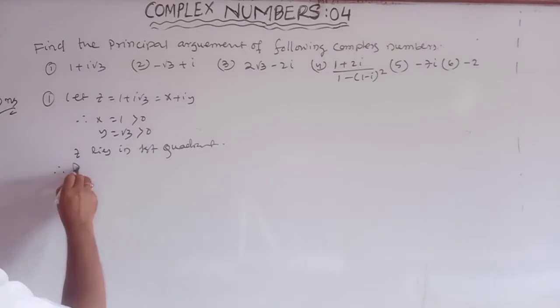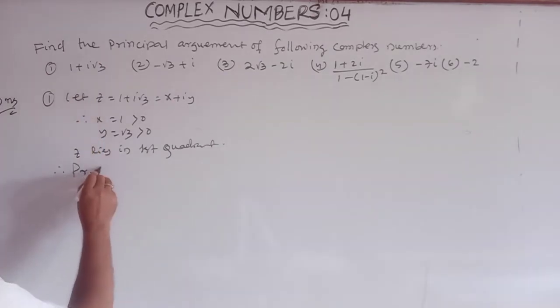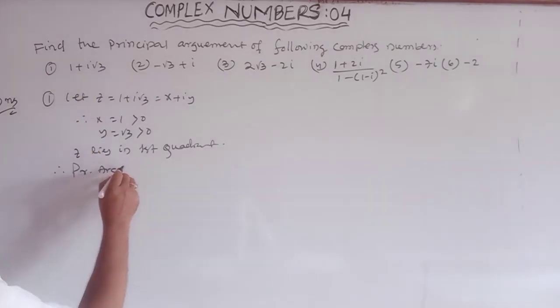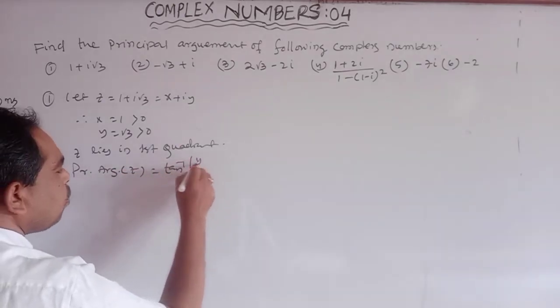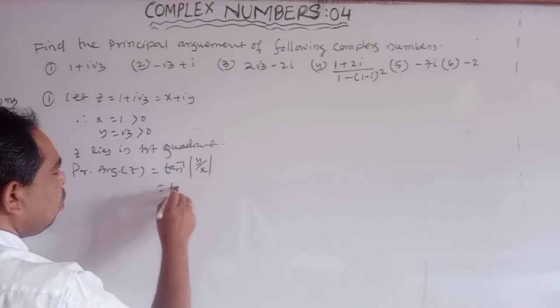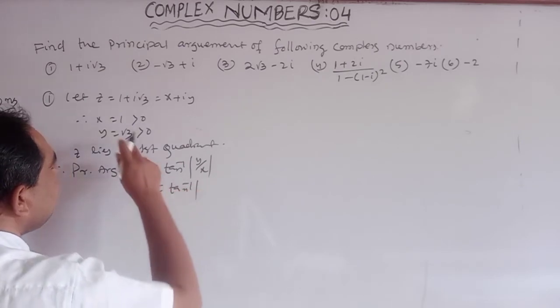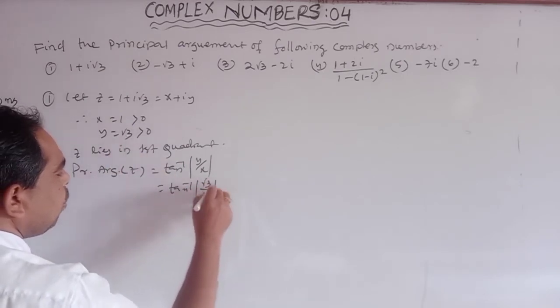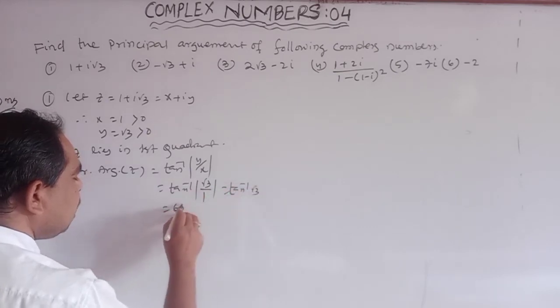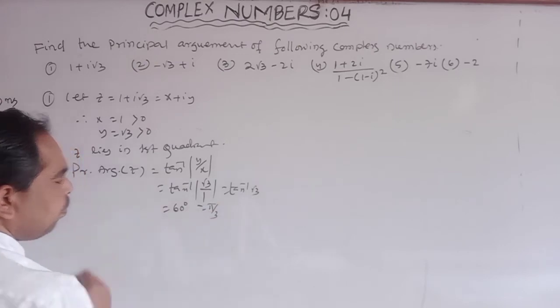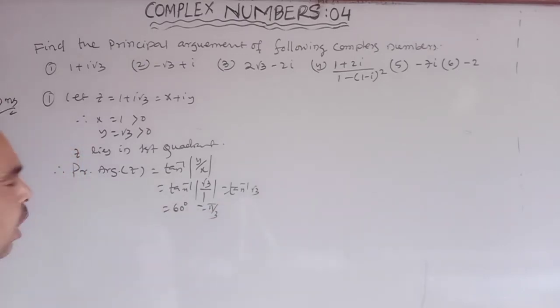Therefore principal argument of z is equal to simply tan inverse mod of y by x, which is tan inverse of root 3 by 1. So tan inverse root 3 means 60 degree, that means pi by 3. This is the argument of z.